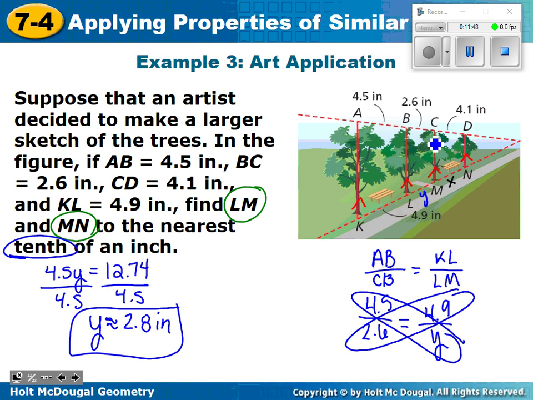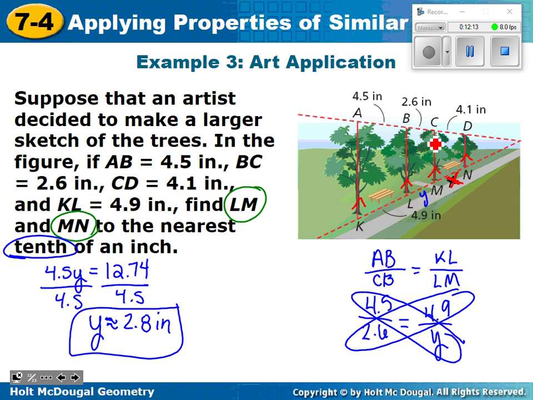Slow down just a second. Is everybody with me here? Questions? No questions? Everybody got it? Okay, so now what do we need to find? MN, which we called X, right? I'll use our red marker here. Okay, so what are we going to do different than for this one?